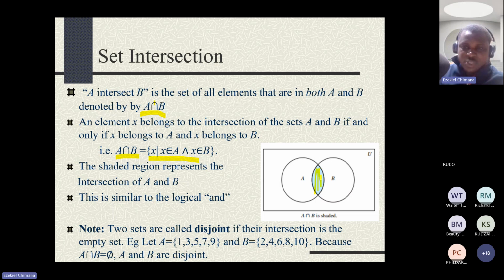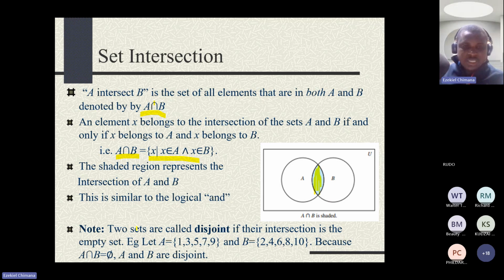So if you are being asked to shade A intersecting B, that's where you shade this region, which is the intersection of A and B. These elements are both in A and they are also in B. So the shaded region represents the intersection of A and B. This is similar to the logical AND operator.